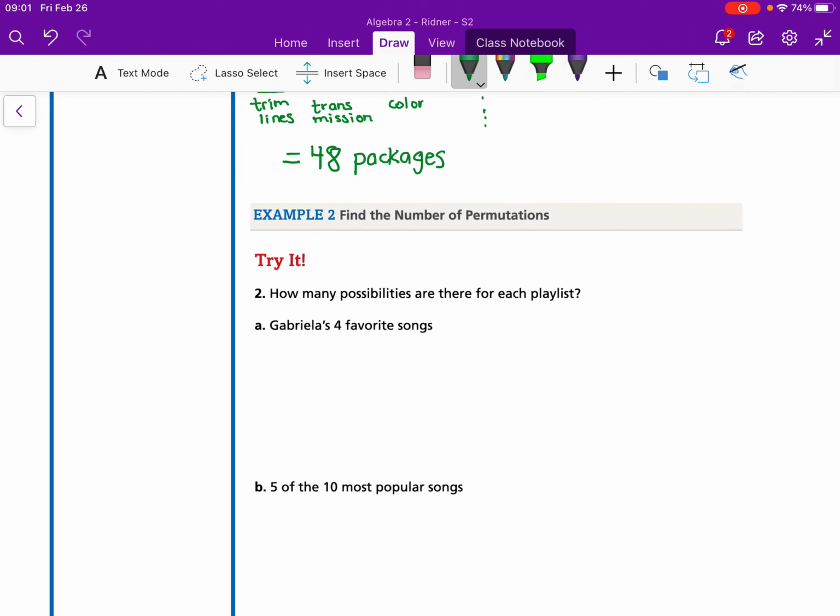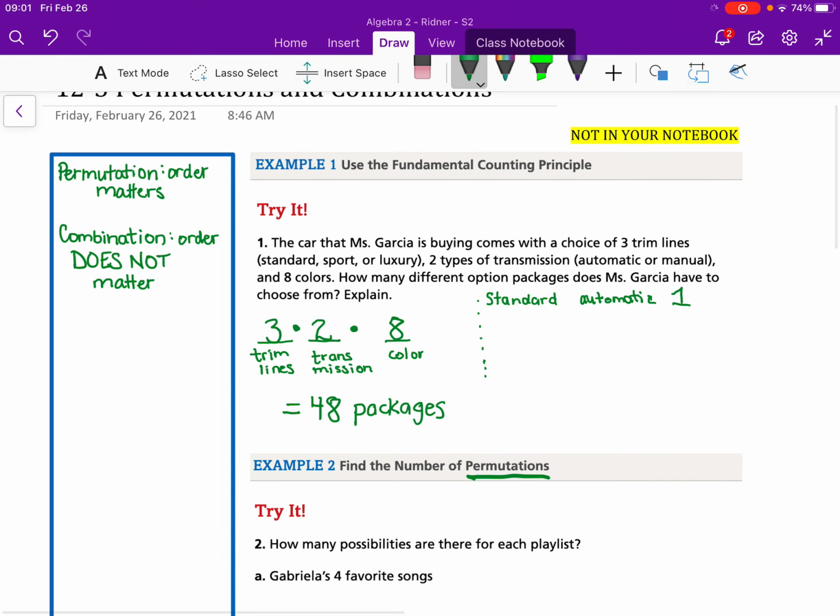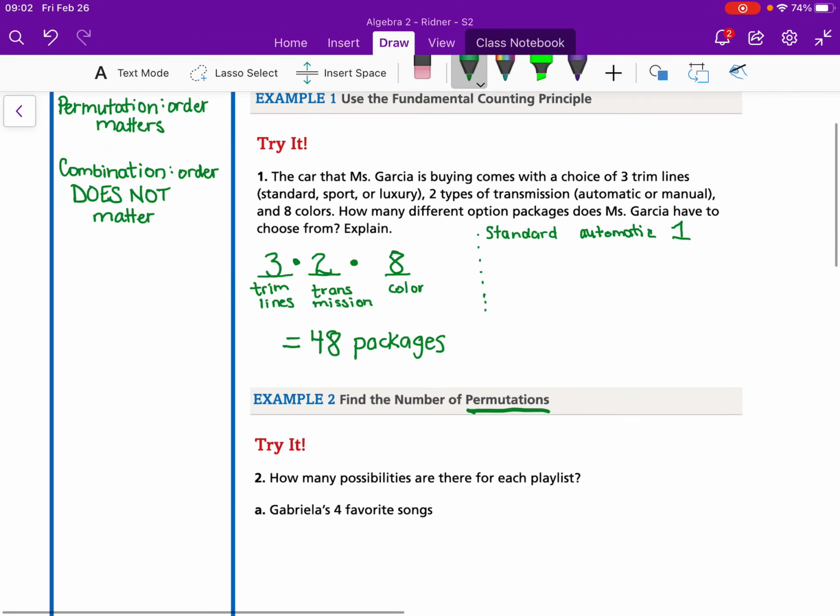All right, next question. We're going to look at something called permutations. Up here is the main amount of notes that you want to know, like take a picture of. Permutation means that order matters. Combination means order does not matter. So we're going to look at both of those in action.